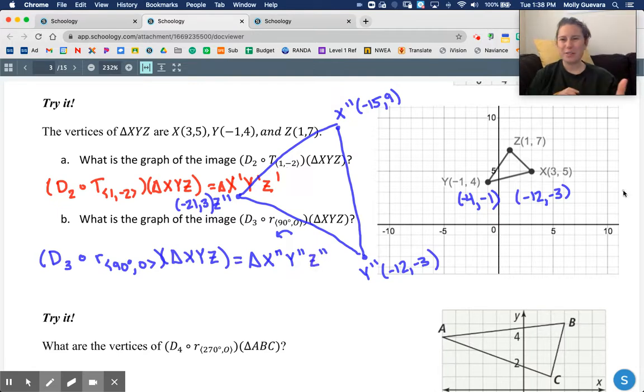So I know it doesn't really fit on the graph, but just to give you an understanding of what we did, right? We rotated the points 90 degrees, and then we multiplied the coordinates by 3.